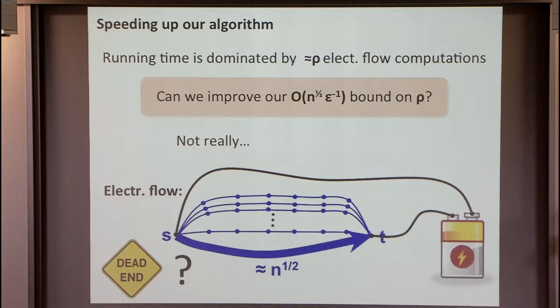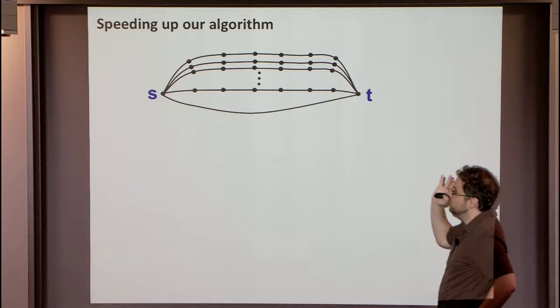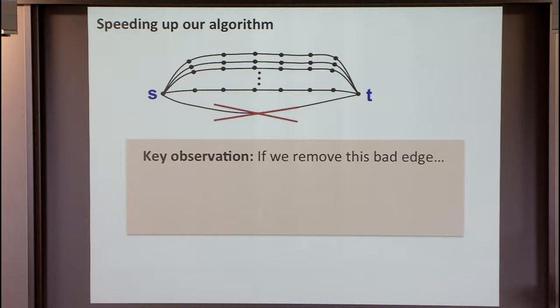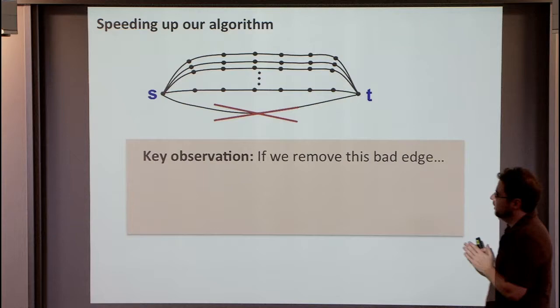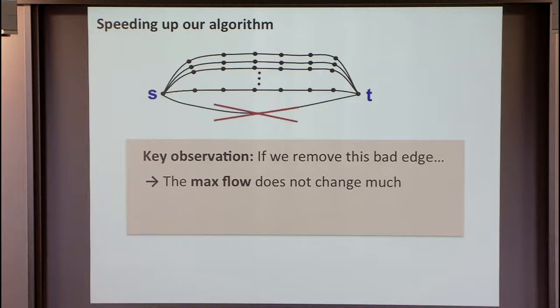Well, what we do actually is look at this bad example again, and we make the following observation. How about just removing this shortcutting edge from the graph? What will happen? Well, the max flow will not change much, right? We remove one edge, but the value of max flow is square root of n. So we just removed a one over square root of n fraction of the max flow.